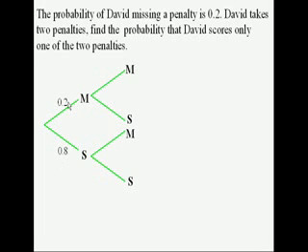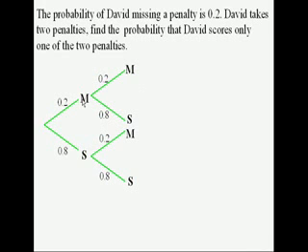Now, we then mark on the second penalty. So these are independent events. It doesn't say it's affected by anything. So him missing the second penalty would be 0.2. Scoring the second penalty would be 0.8. Missing the second penalty would be 0.2. And scoring the second penalty would be 0.8.